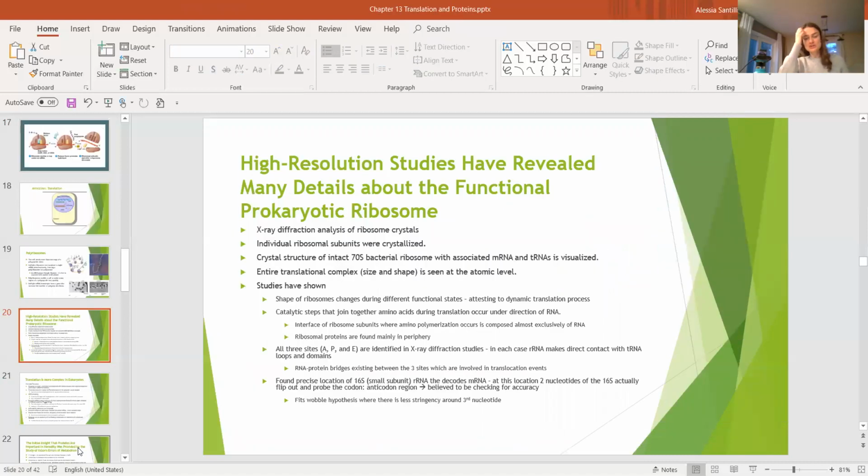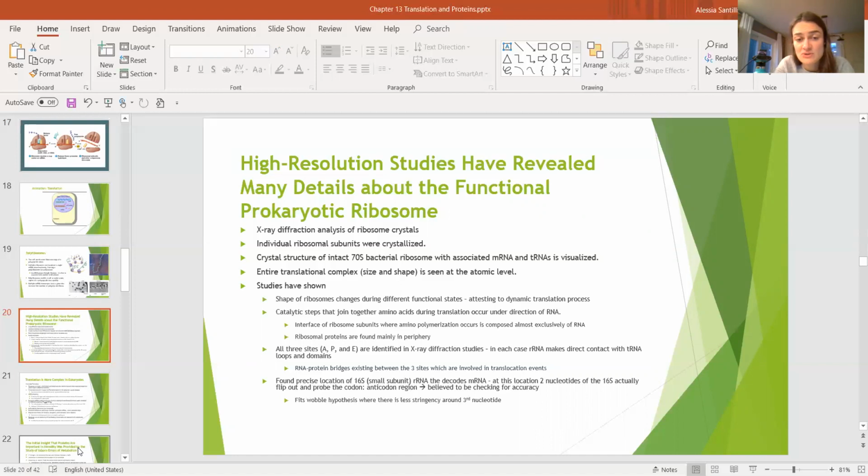This is section 13.3, and I'm not going to go into too much detail about this. It talks about the different studies that have revealed the various structures and functions of the ribosome. So how we figured out that it was indeed the 23S rRNA that catalyzed things. Usually there was a lot of X-ray diffraction, the type of analysis that was used to figure out DNA structure, because ribosomes can crystallize, so that was a positive.